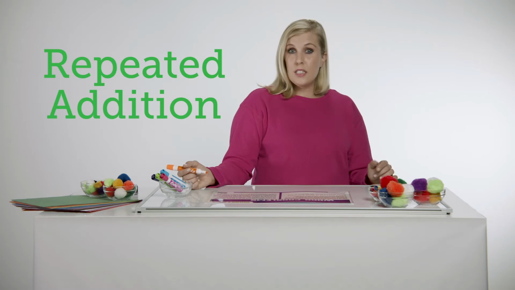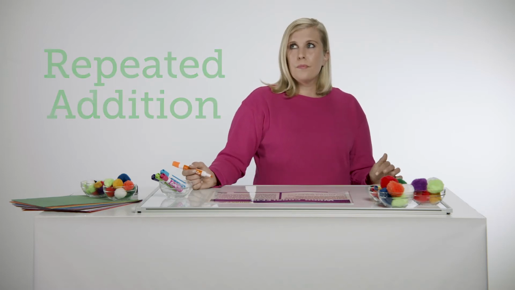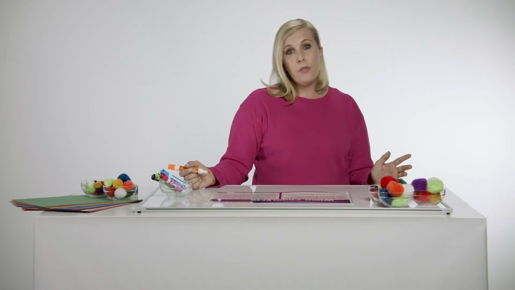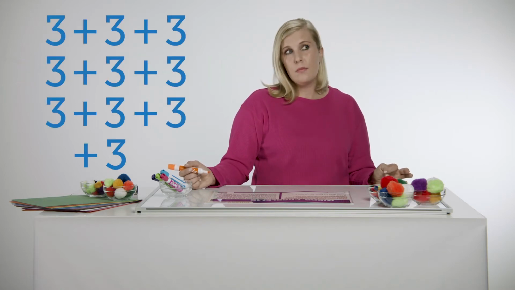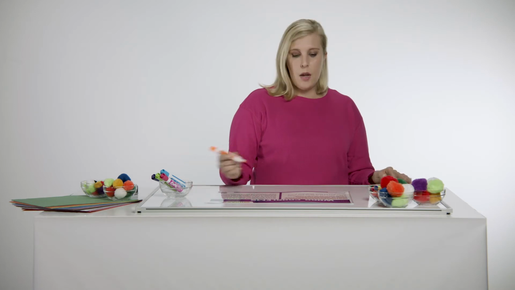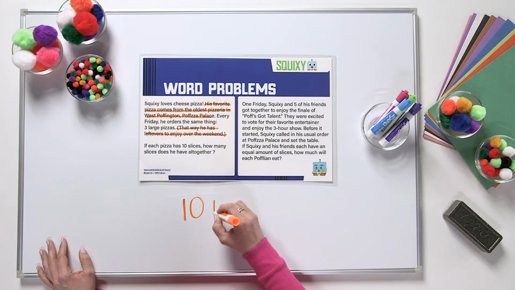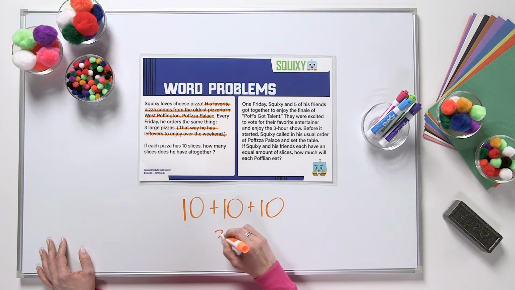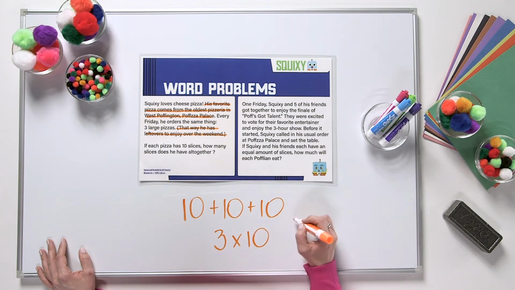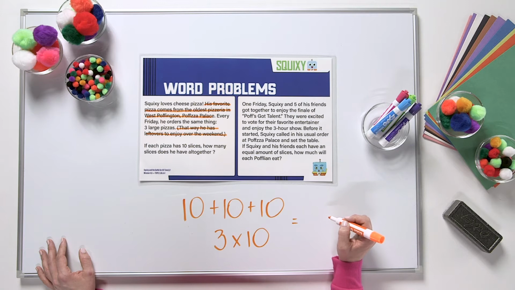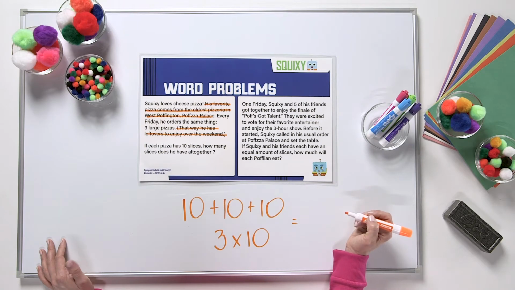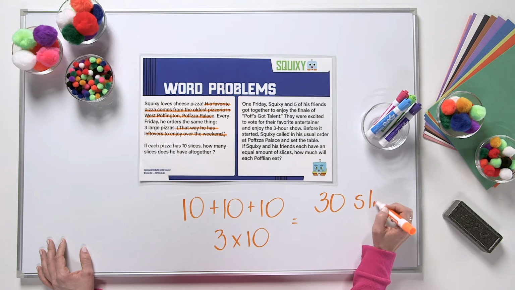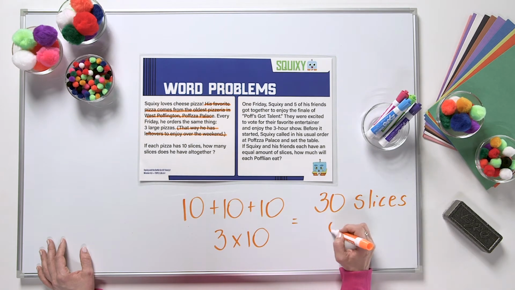I can use repeated addition. Should I count 10 3 times or 3 10 times? My plan is to count 10 3 times. That's the same as 3 times 10. 10 plus 10 plus 10, or 3 times 10, that's 30. Squixy has 30 slices of pizza.